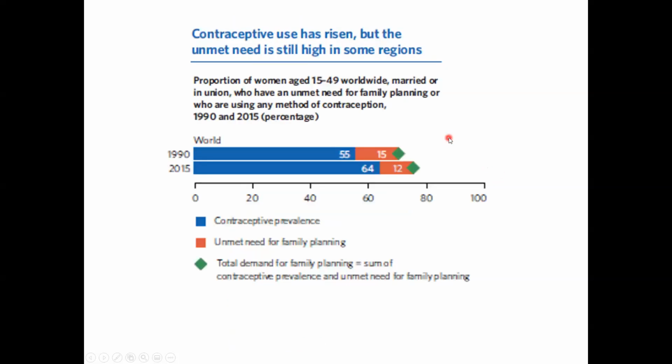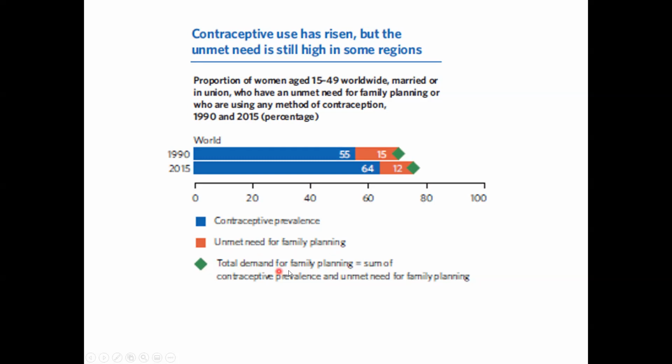So contraceptive use has risen, but unmet need is still high in some regions. So here's the proportion of women aged 15 to 49 worldwide, married or in union, who have an unmet need for family planning or who are using any method of contraception. So contraceptive prevalence has increased, but there's still a large need for unmet family planning.